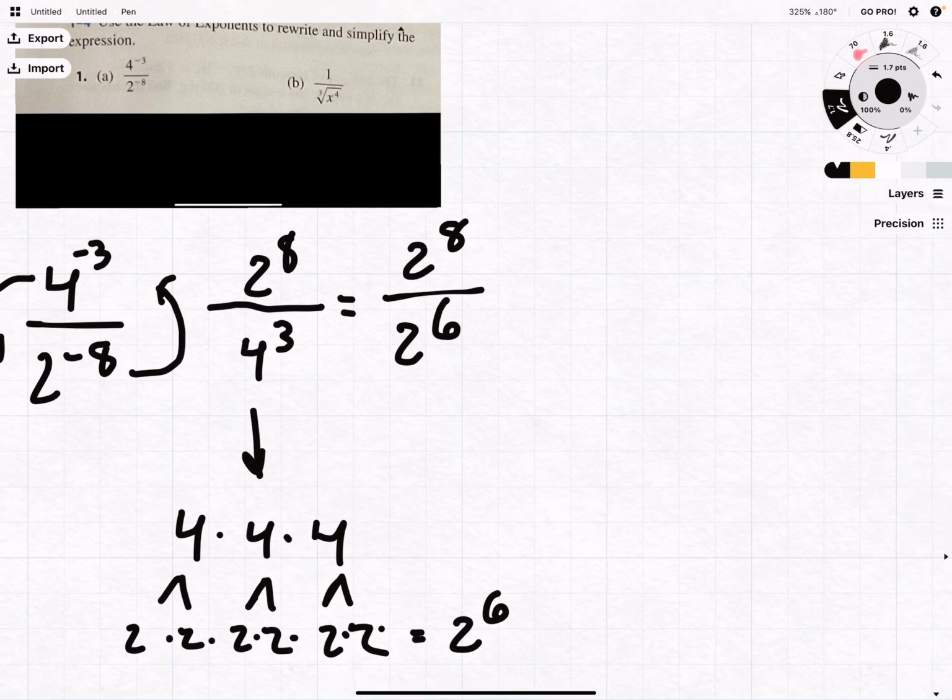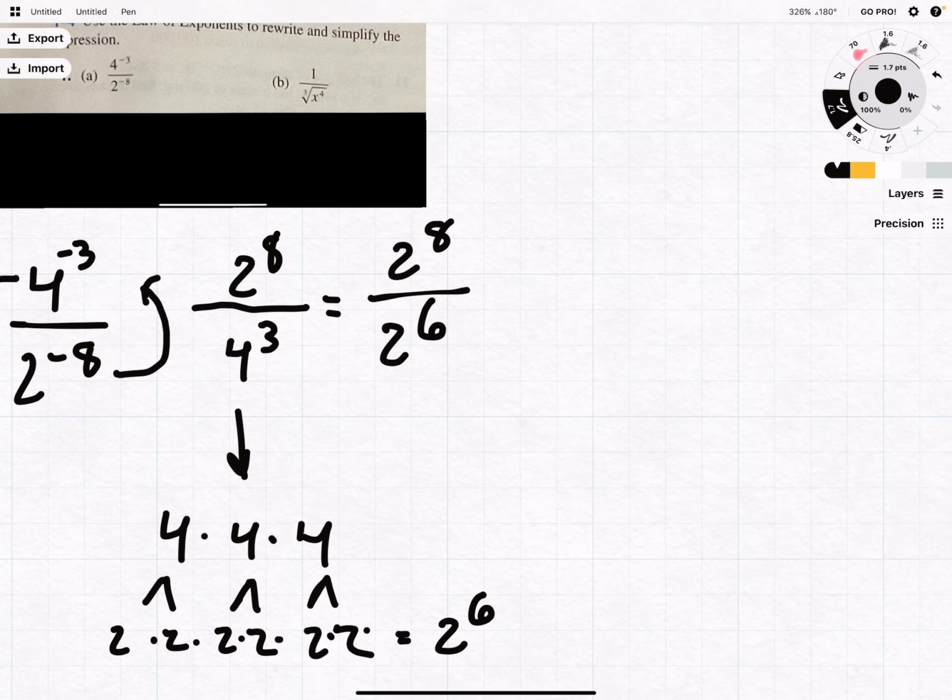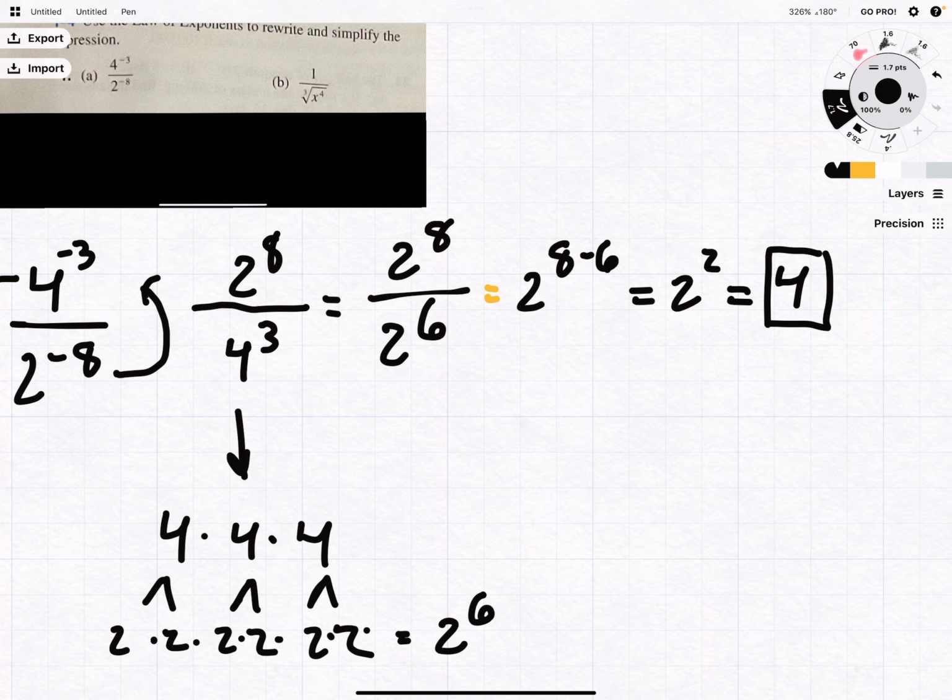Now another property with exponents is whenever you are dividing exponents with like bases, in this case we have 2's, then you can simply rewrite it and it will be the equivalent of 2 to the 8 minus 6. And that just happens to be 2 squared, which ends up being 4. And that's the answer for part A.